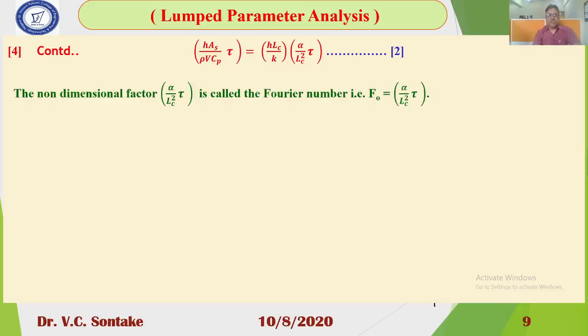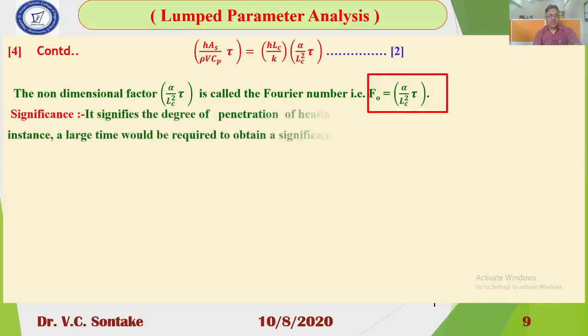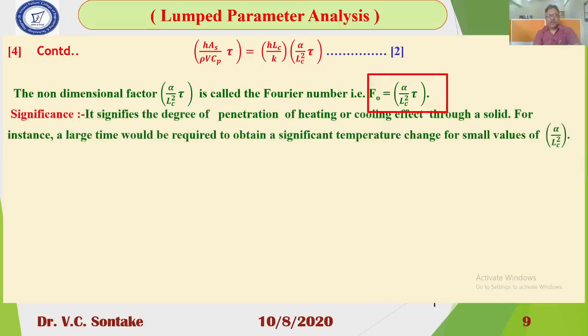Now in this equation number 2, the non-dimensional parameter alpha tau over Lc square is also called the Fourier number, and it is denoted by Fo. So Fourier number Fo is equal to alpha tau over Lc square. What is its significance? Fourier number signifies the degree of penetration of heating or cooling effect through a solid.